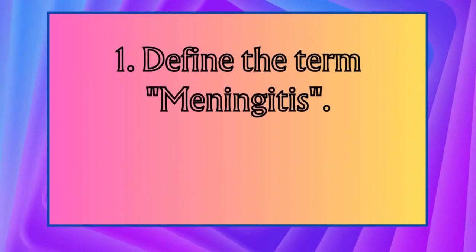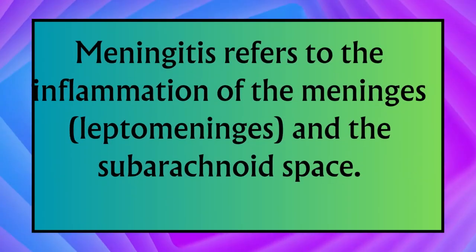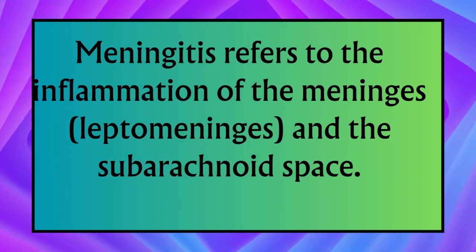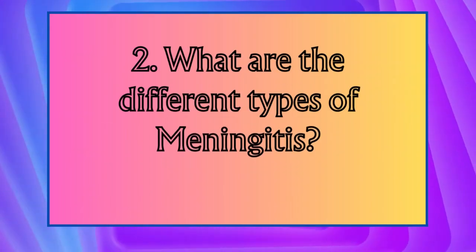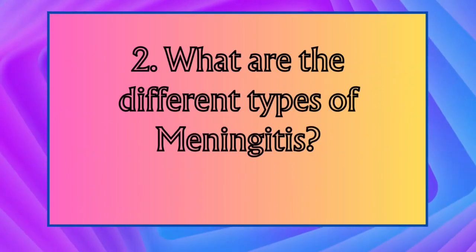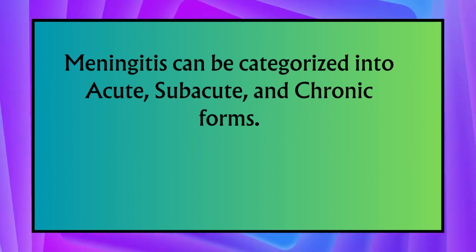1. Define the term meningitis. Meningitis refers to the inflammation of the meninges, leptomeninges, and the subarachnoid space. 2. What are the different types of meningitis? Meningitis can be categorized into acute, subacute, and chronic forms.